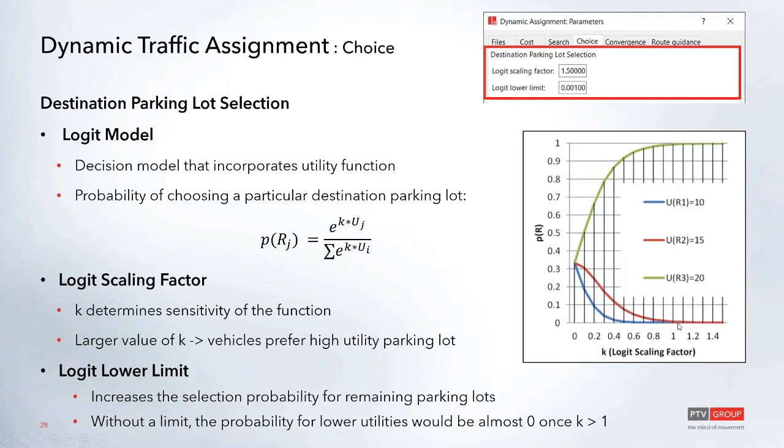If that lower limit was set to 0 and the K value is set greater than 1, you can see down here that the probability is really, really low. So this lower limit just gives the vehicles a chance to still be able to select those other parking lots, even with a higher K value.